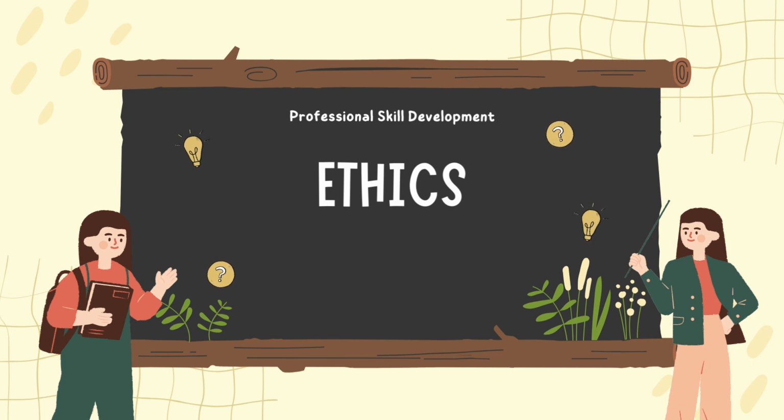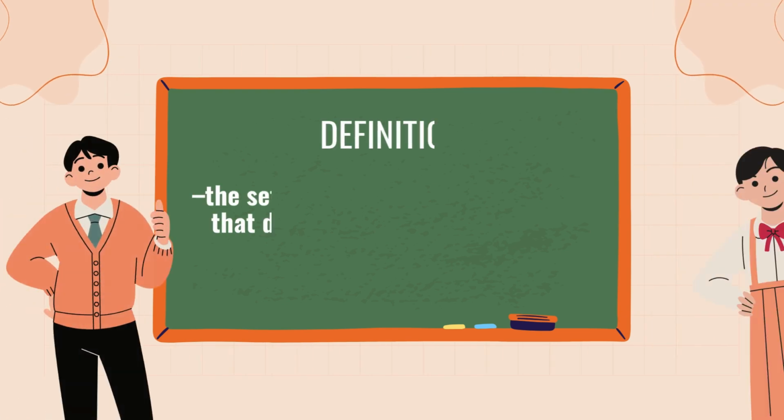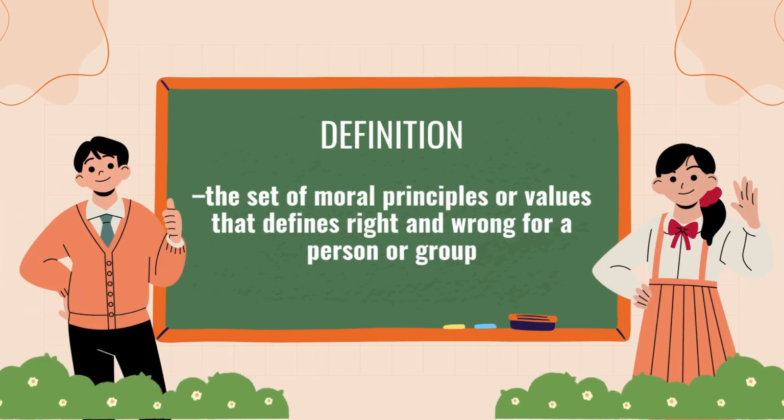To begin with, let's understand what ethics and ethical behavior means. Ethics is the study of right and wrong, and ethical behavior involves actions that align with society's accepted moral standards. For example, an ethical employee reports accurate data, respects colleagues, and complies with workplace policies.